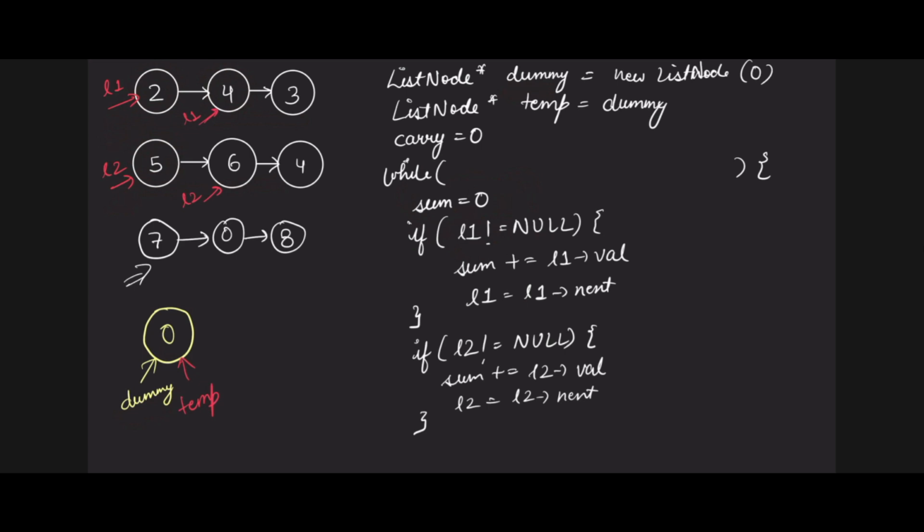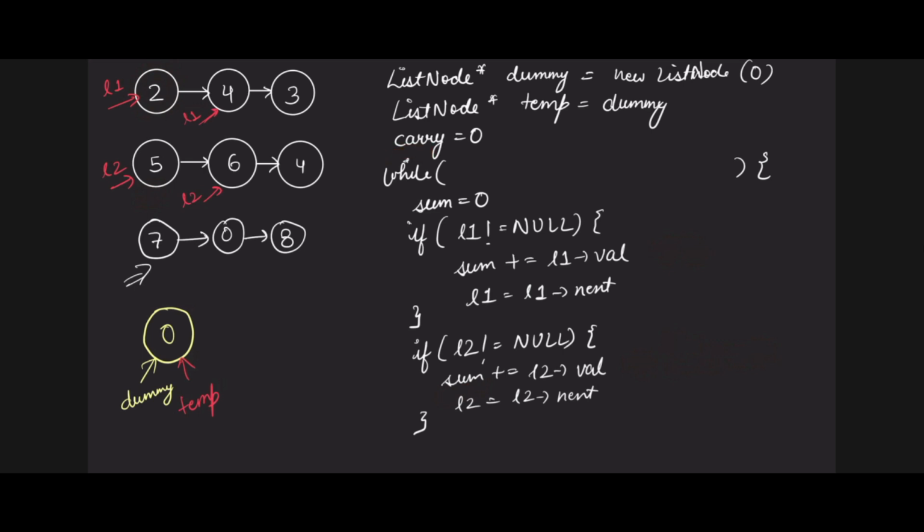Now, at this point, you must have added L1's value in sum, which was 2. So at this point, sum was 2. Then at this point, you added L2's value, which was 5. So 2 plus 5 would be 7. So till now, the value of sum is 7. Now, we need to keep the track of carry also, right?